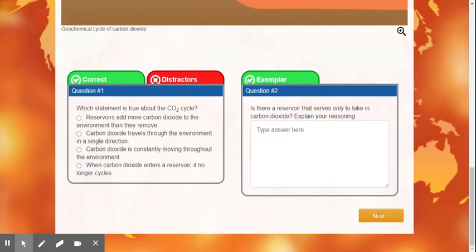Questions? Which statement is true about the carbon dioxide cycle? And is there a reservoir that serves only to take in carbon dioxide? So go ahead and answer those and click Next.